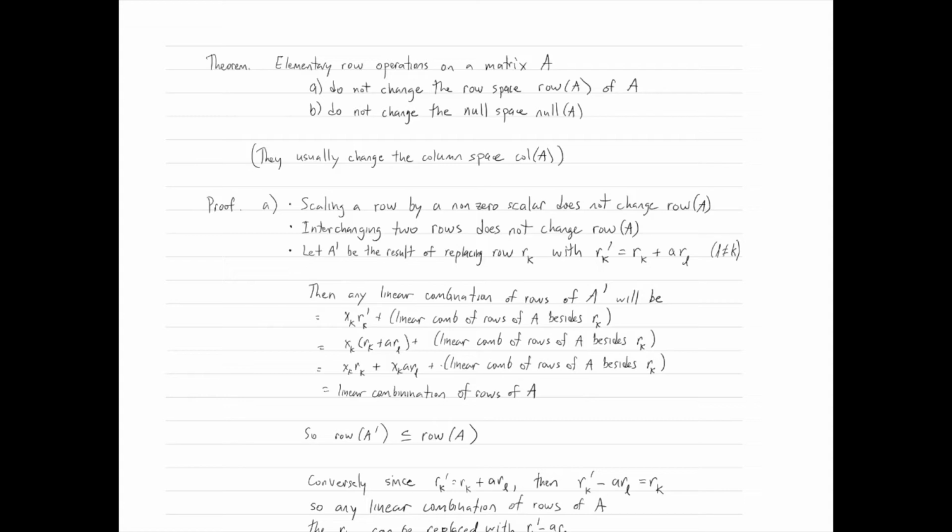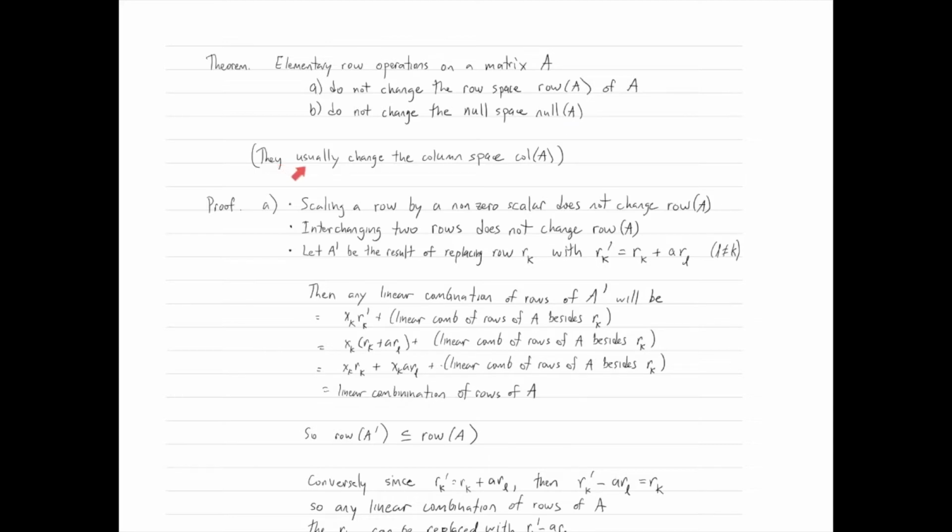In this video, we're going to learn how to find a basis for the row space of a matrix. Before we get to that, we need to understand how elementary row operations affect the row space and null space of a matrix. The theorem says that an elementary row operation on a matrix A does not change the row space and does not change the null space of A.